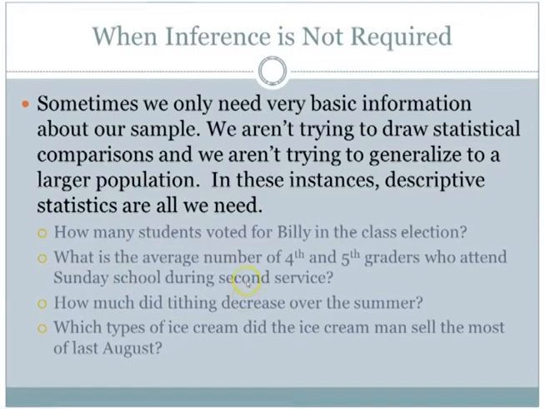The average number of 4th and 5th graders to attend Sunday school during second service. Again, we're just describing. How much did tithing decrease during the summer? Again, we're just describing. We're interested in those particular months. What types of ice cream did the ice cream man sell the most of last August? Again, these are specific instances where we care about that group at that time. We're not trying to make inferences about any other groups.